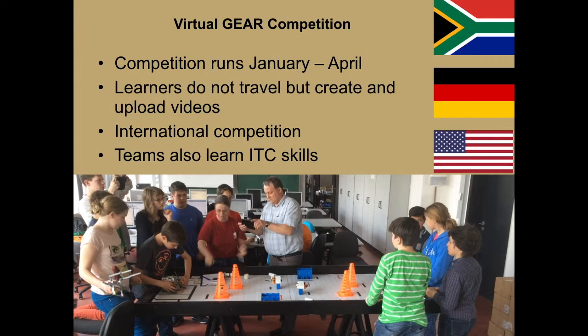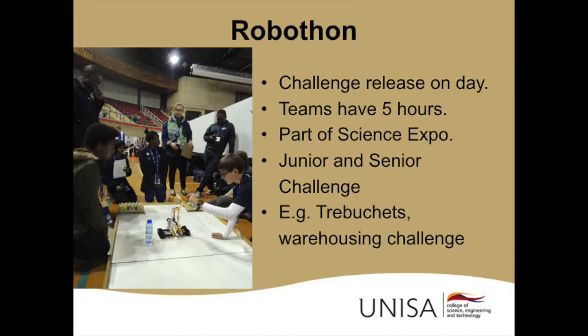The Rowbotham is an annual 1-day robotics event where teams have 5 hours time to complete a challenge. It is part of the Science Expo, and there is a junior and a senior challenge. In previous years, challenges have been, for example, to build a trebuchet or a warehouse challenge where the robot has to operate in the warehouse.